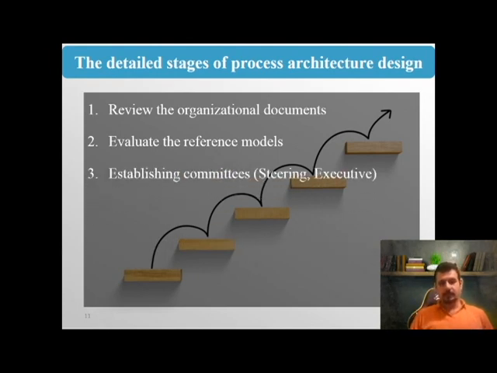The third is establish committees. We need 2 committees, a steering committee and an executive committee. A steering committee includes the CEO and vice presidents or senior managers, just this level.